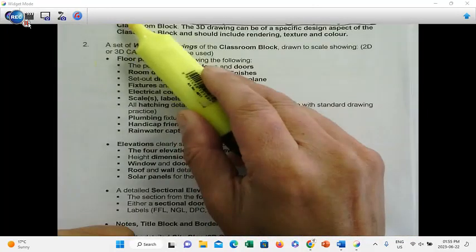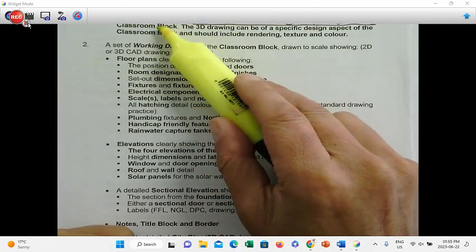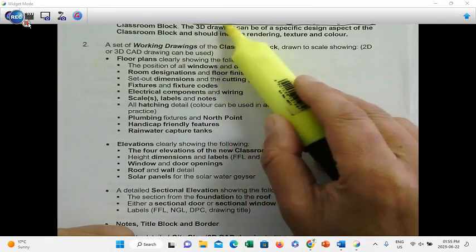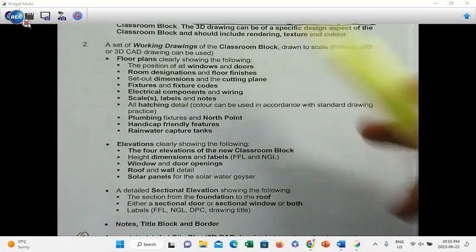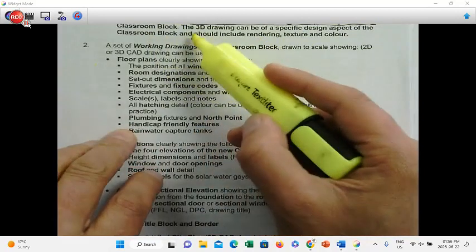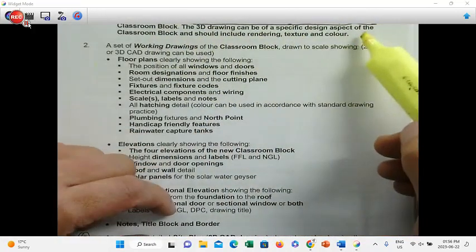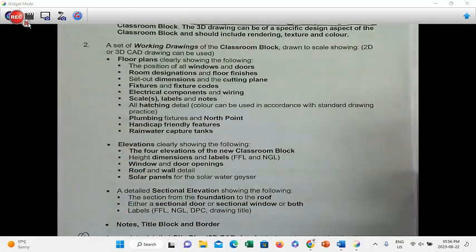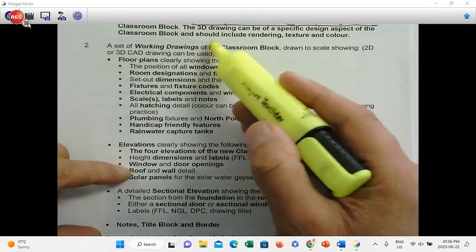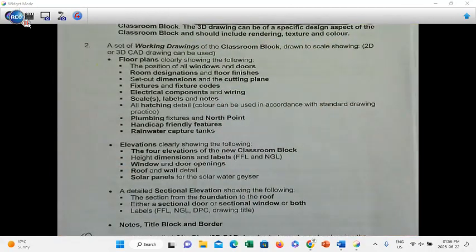It continues where we say that there should be freehand design drawings of floor plans and a 3D drawing of each of the different floor plans or concept designs which you are going to develop of the classroom block. The 3D drawings can be of any specific design aspect. So it can be 3D in terms of isometric, 3D in terms of perspective, or just a mere sketch of the classroom block, and should include rendering, texture and color, which is very important, which we're going to do.